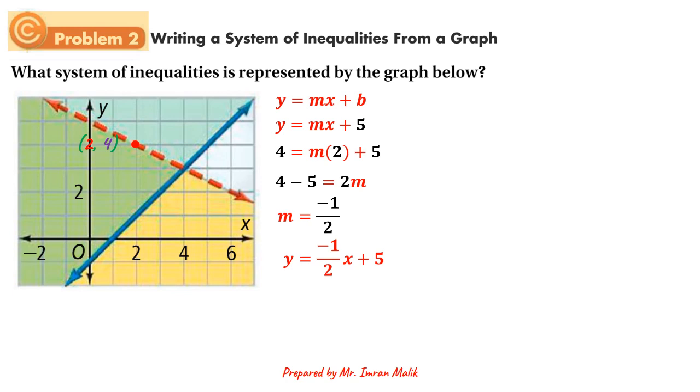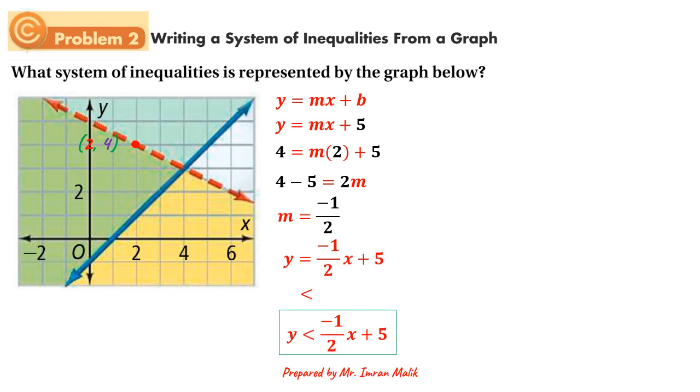Now we need to consider the inequality sign. There are two things which we need to consider. Number one, the line is dotted, and number two, the yellow shaded region is below the line. So therefore, our inequality sign will be less than. So finally, we can say that our inequality for the yellow shaded region would be y less than negative half x plus 5.